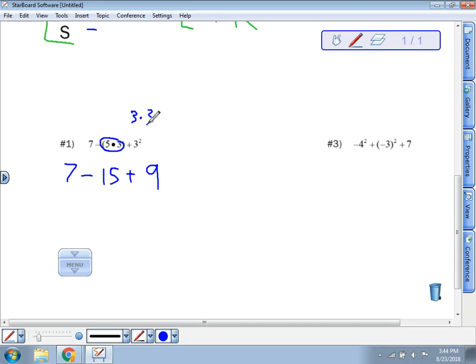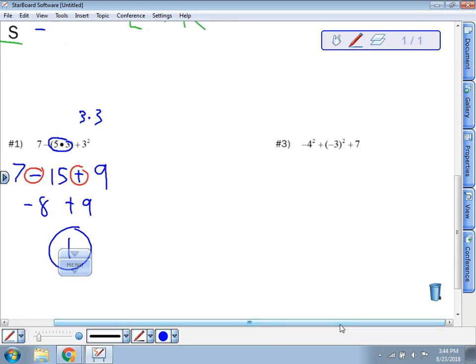So at this point, now we only have subtraction and addition. We just work left to right. So we can literally go 7 minus 15, that's negative 8, then plus 9. So negative 8 plus 9 is 1. So when we evaluate this, the answer would be 1. Again, notice order of operations is extremely important.